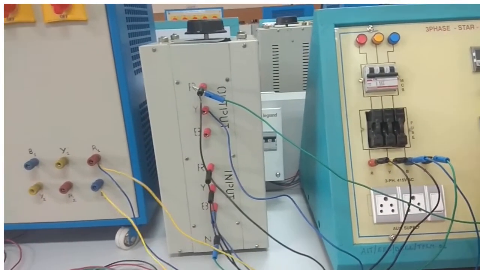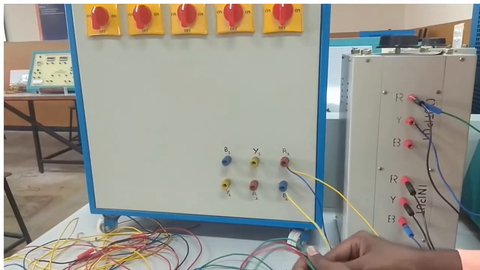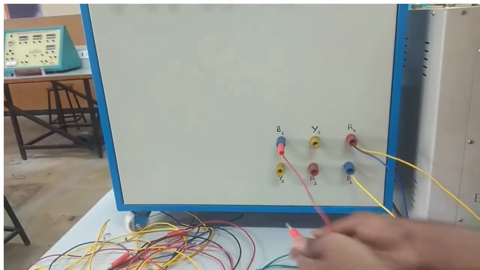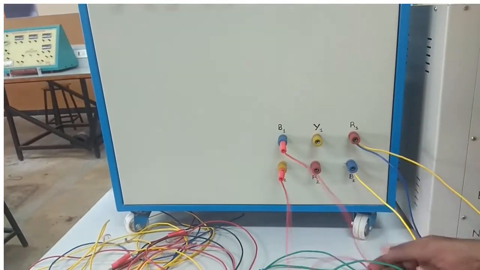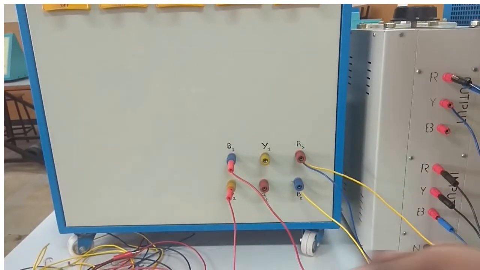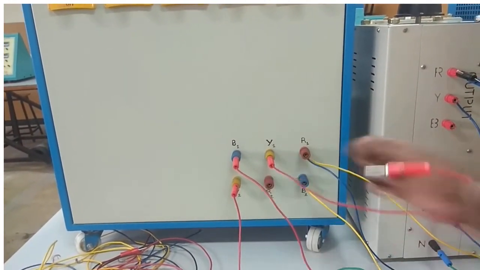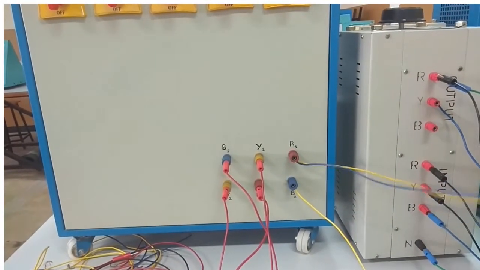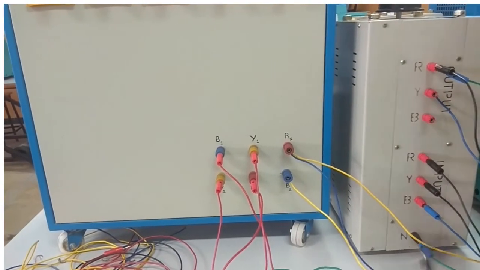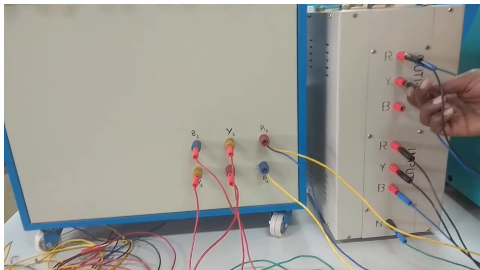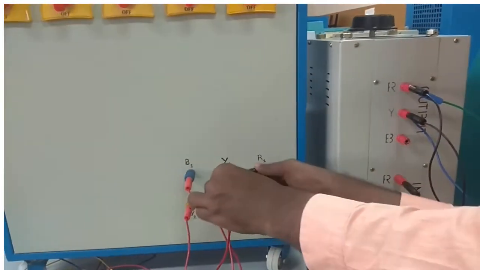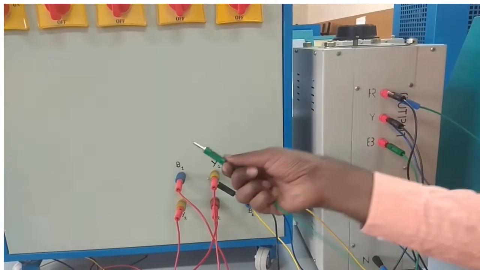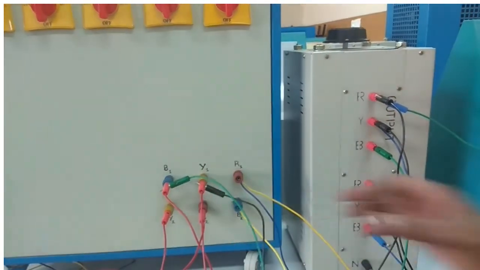Now coming to the load connection, you just short the vertical terminals. So you can short like this, R1 to Y2, then you can connect Y1 to R2, since these two terminals are already connected with respect to the ammeters. The last part of the connection is you have to connect the output of the auto transformer Y to Y1 of the load and B to B1 of the load. So this is the connection.